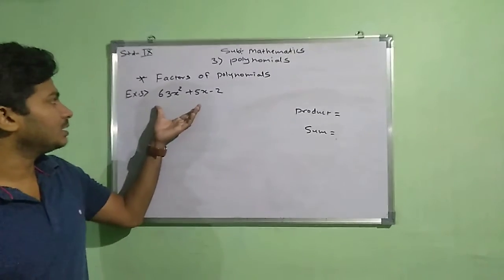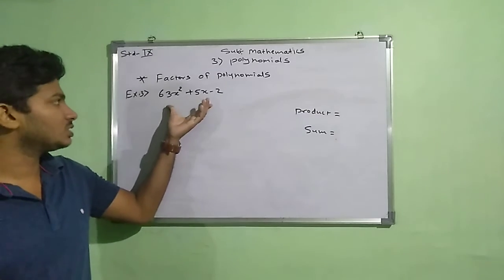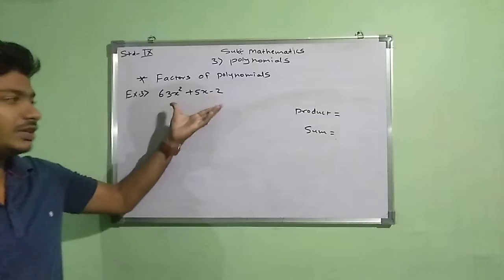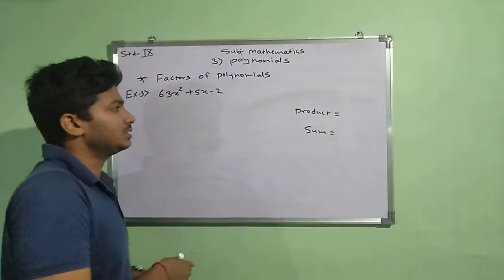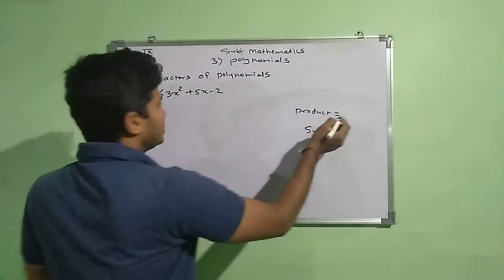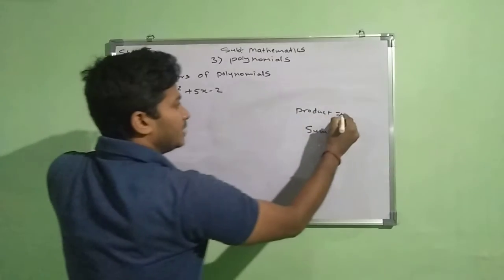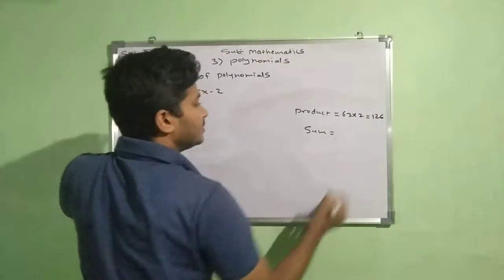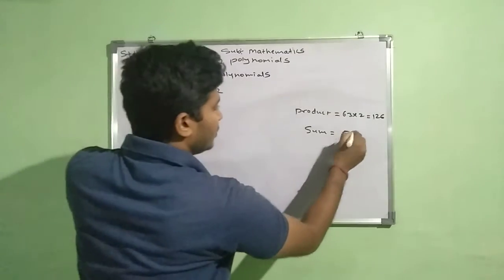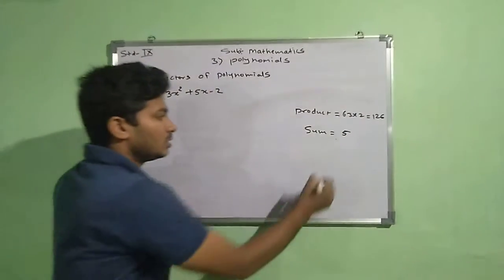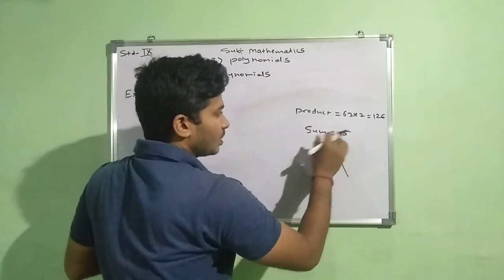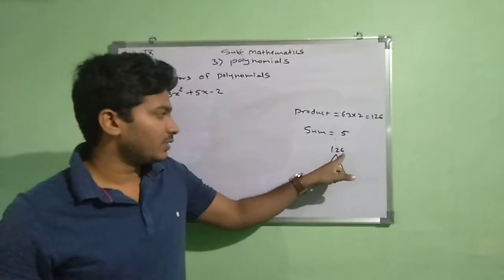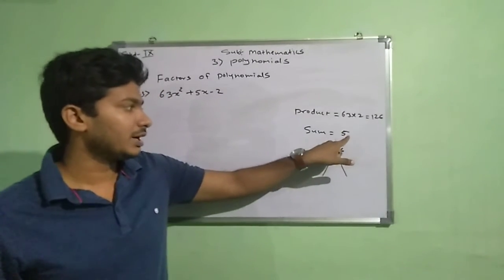So this is the third example. Again this is also a quadratic equation, 63x square plus 5x minus 2. Again we have to find the factors of the given quadratic equation. We know how to find the factors. First of all we need to find the product, which is 63 multiplied by 2, which is 126, and the sum we want is the middle term, which is 5. So here we have to find two numbers such that their multiplication is 126 and the sum is 5.